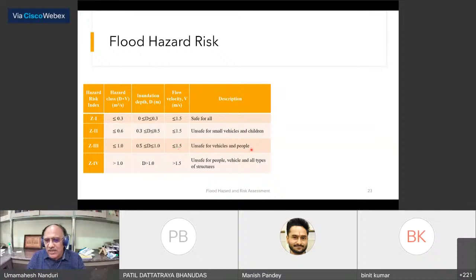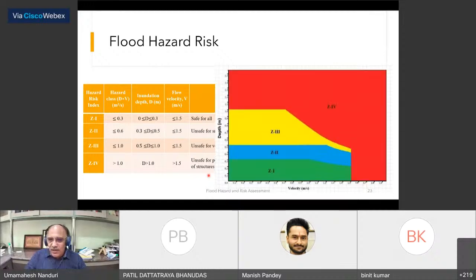This is unsafe for vehicles and people. But zone 4 is the most vulnerable zone, where D cross V is more than 1, the depth of inundation is also more than 1 meter, and the velocity of flow is more than 1.5 meters per second. It is also not safe for property and the various types of structures existing in that area. So this is the kind of index that we use to classify the different areas into different zones. Zone 1 is safe, but zone 4 is the most vulnerable area. If you plot depth versus velocity, this is how the zones will be classified.